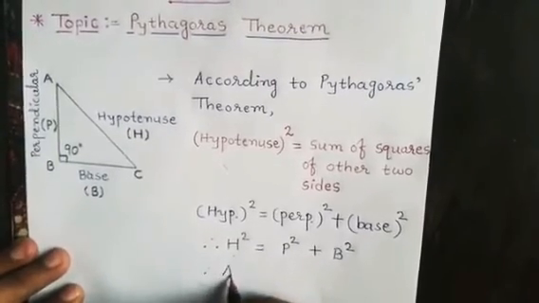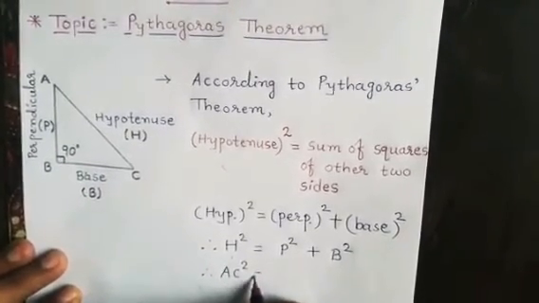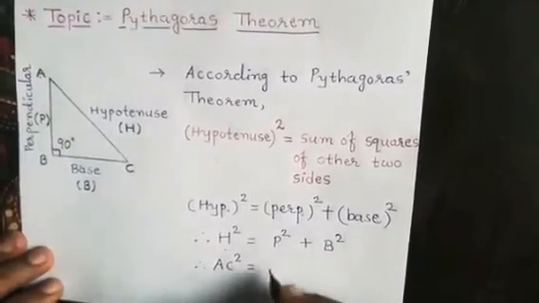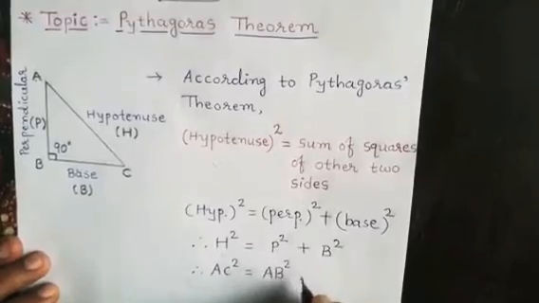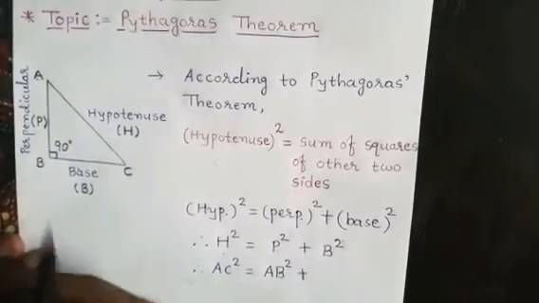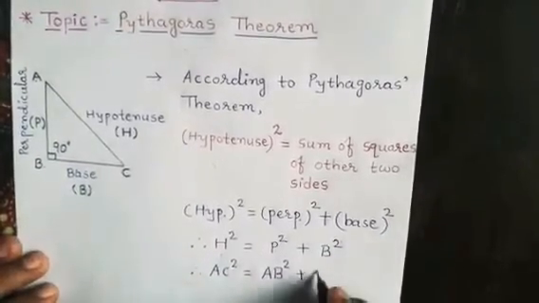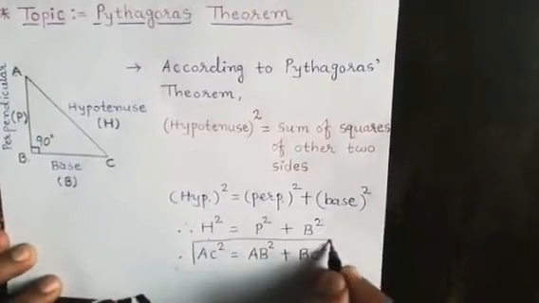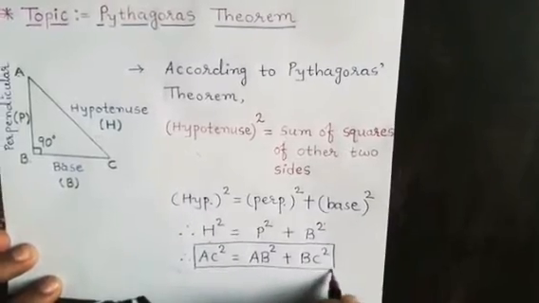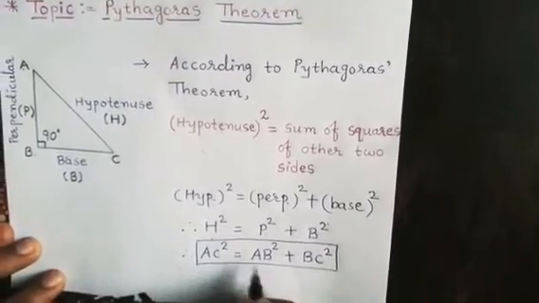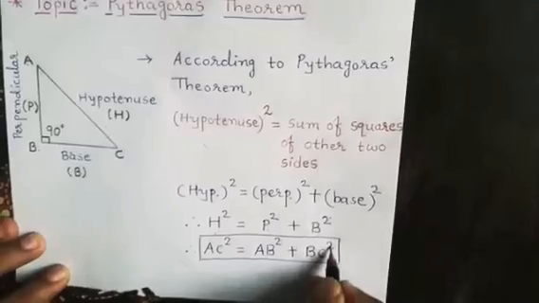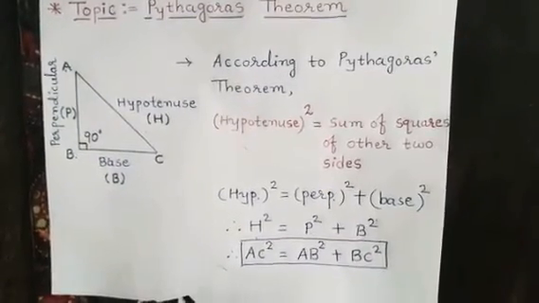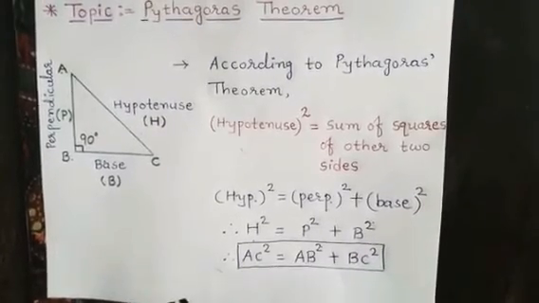But in this triangle, because hypotenuse is AC, so in place of h, which is hypotenuse, we can write AC square is equal to perpendicular square, which is AB square, plus B is base square, that means BC square. So this becomes the statement for Pythagoras theorem for the given right angle triangle: AC square is equal to AB square plus BC square. But remember, this theorem holds true only in the case of a right angle triangle.